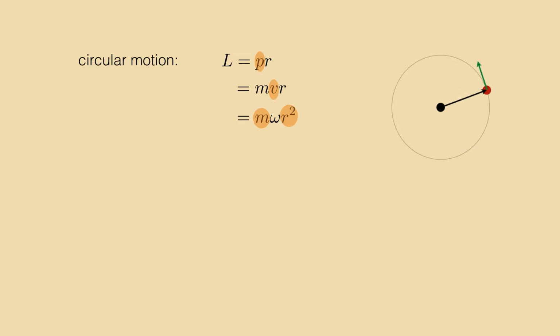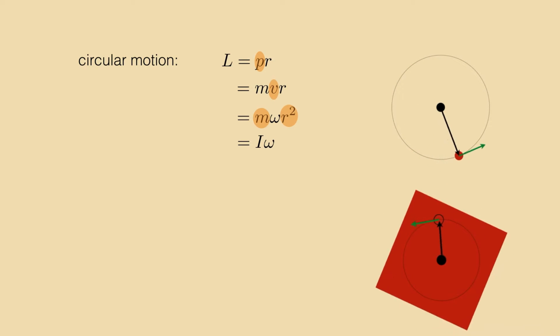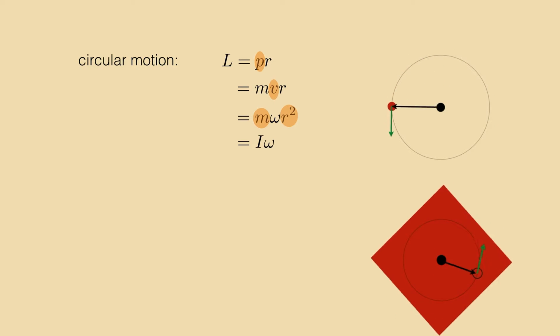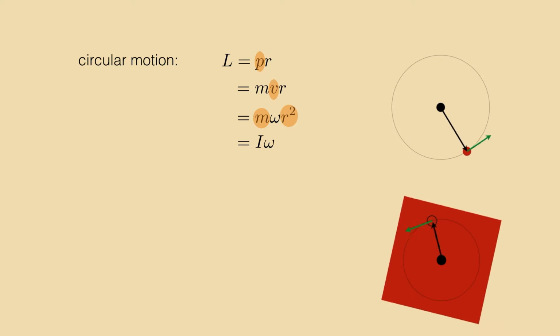And what we do conceptually is to unify mass times the square of the radius into a single quantity called the moment of inertia. So now this relationship L equals I times omega is analogous to the relationship of momentum equaling mass times velocity.